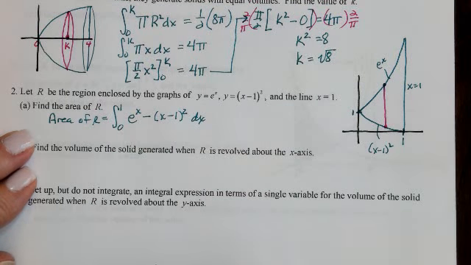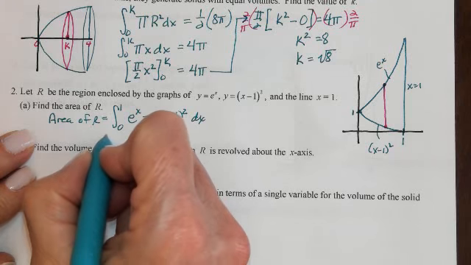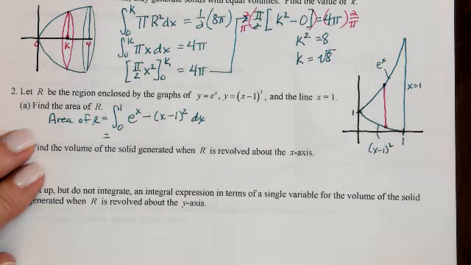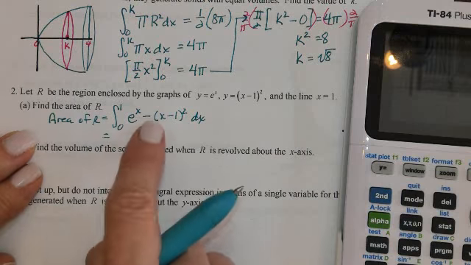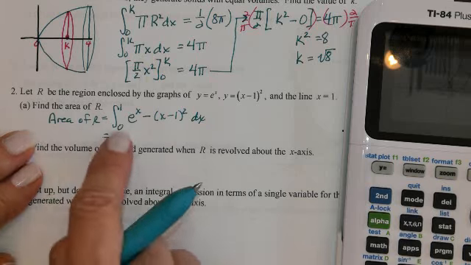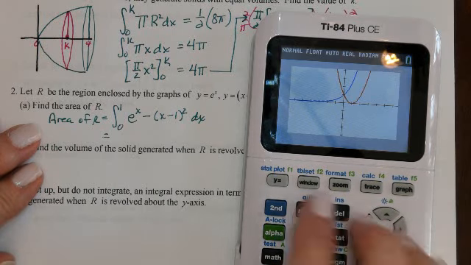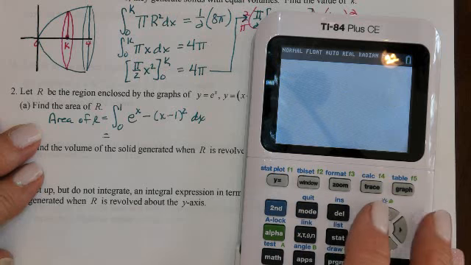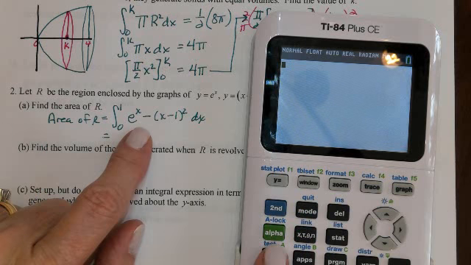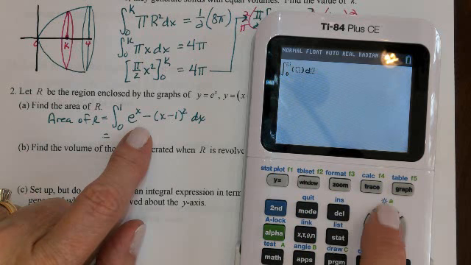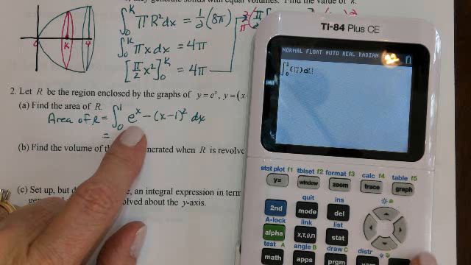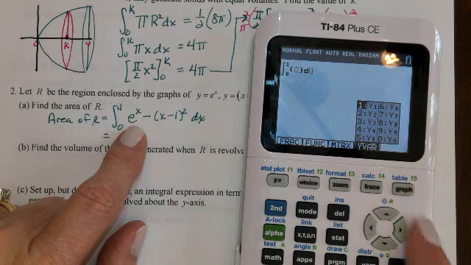So I definitely need to show what I'm finding, and then we're going to use our calculator to find that. It says to find, not just write the integral, find. So I have to go ahead and use my calculator to get that. So I'm going to go to my home screen, and I need math 9, 0 to 1. E to the x is stored in for my y1.